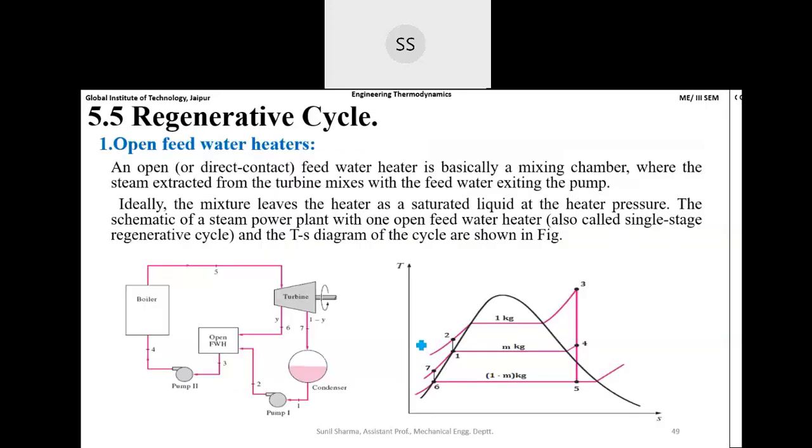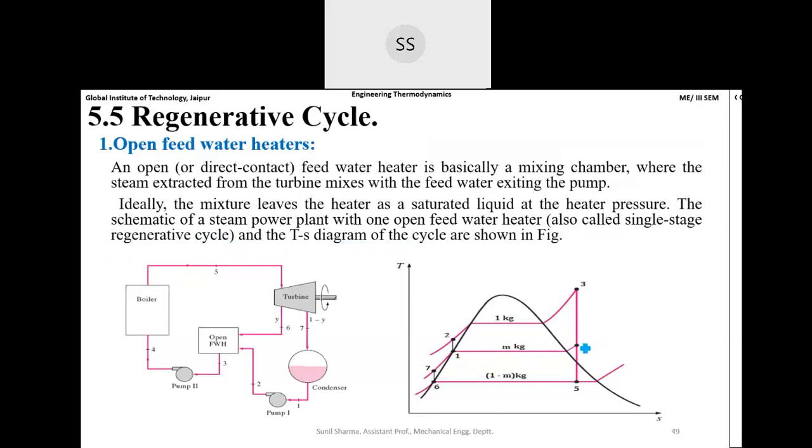Now we talk about the regenerative cycle for open feed water heaters, as we saw earlier in the previous problem. An open or direct contact feed water heater is basically a mixing chamber where the steam extracted from the turbine mixes with the feed water exiting the pump. Ideally the mixture leaves the heater as a saturated liquid at the heater pressure. The schematic of the steam power plant with one open feed water heater, also called a single stage regenerative cycle, and the TS diagram of the cycle are as shown in the figure.